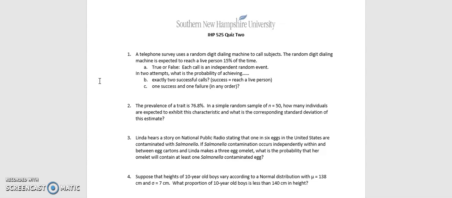The first question that tends to trip students up is number 2. It says the prevalence of a trait is 76.8%. In a simple random sample of n equals 50, how many individuals are expected to exhibit this characteristic, and what is the corresponding standard deviation of this estimate? So that's two questions. A lot of times students miss that there are two questions here. How many individuals are expected to exhibit this characteristic, and then what is the corresponding standard deviation of this estimate? Okay, so make sure you answer both questions.